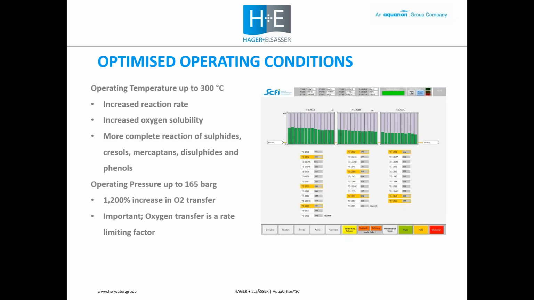Because the temperature is higher, we then also achieve higher conversion rates of the compounds in the effluent. We are able to react the harder COD components within the liquid and destroy those either completely or to a much greater extent than would be possible at lower temperatures. And operating up to 165 bar gauge has a large impact on our ability further to dissolve oxygen. So the higher the operating pressure, the more soluble the oxygen will become. So we're pushing more oxygen into the liquid, and oxygen transfer into the liquid phase is the rate limiting step in all oxidation systems. And we have overcome this and optimized it as far as is possible.